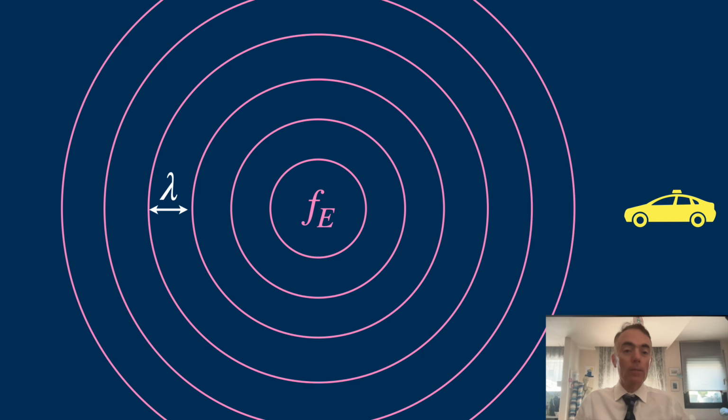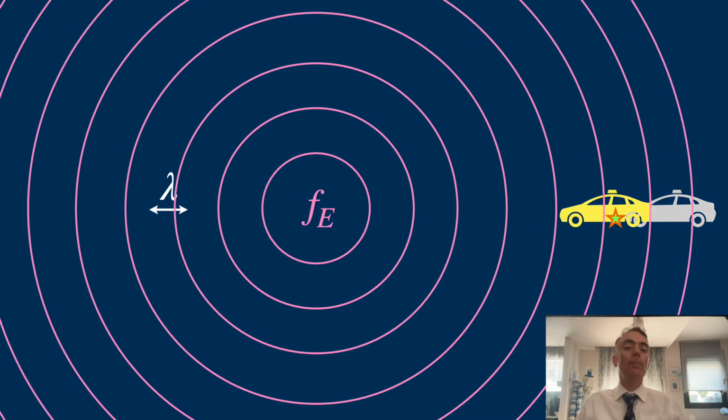Consider a sound wave and you are moving towards the source of the sound. The wave has a wavelength lambda and it is emitted at a frequency. Because you move towards the incoming crests, you will meet those crests at a faster rate, as if you were standing still.